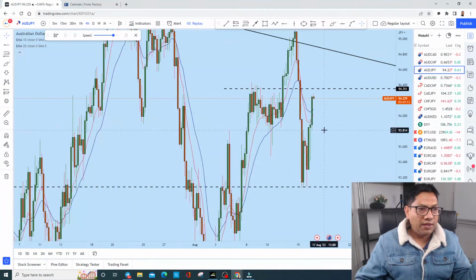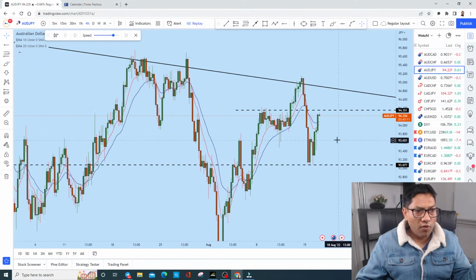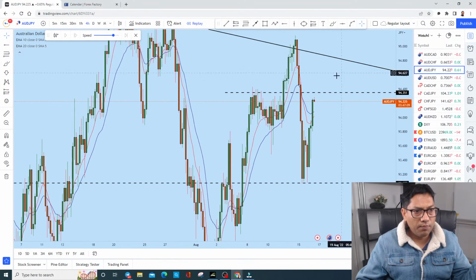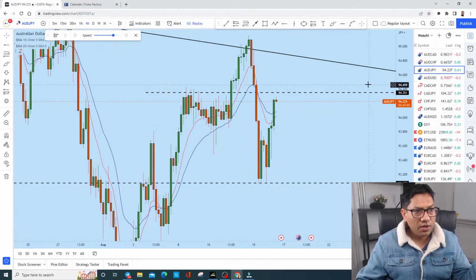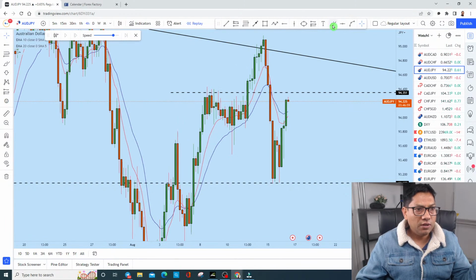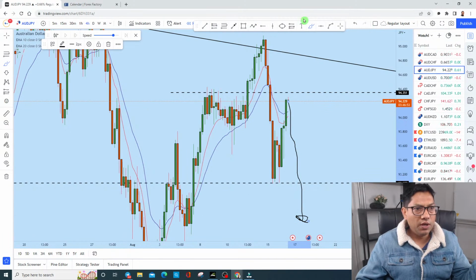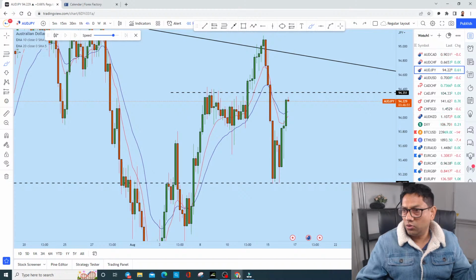So I think that Aussie yen will drop from here. Probably it may not even touch this 61.8% Fibonacci, may touch or may not touch, but I think that Aussie yen might drop from here like that and will create a lower low. Okay, so that could be a point where Aussie yen is going down.